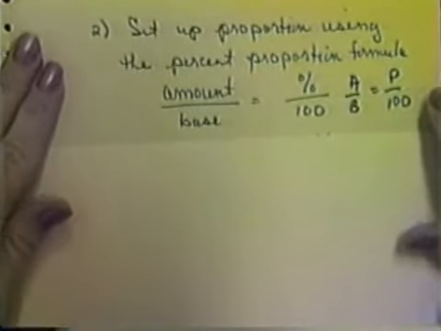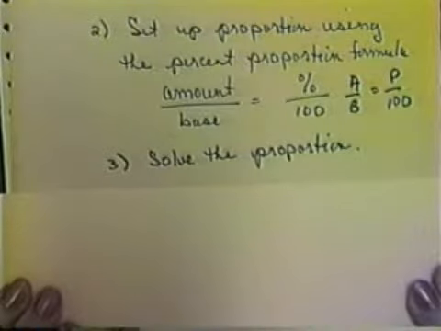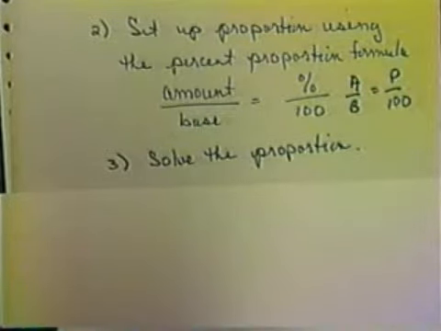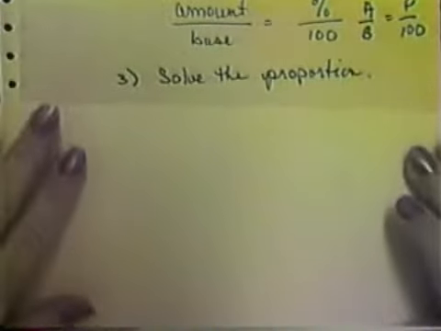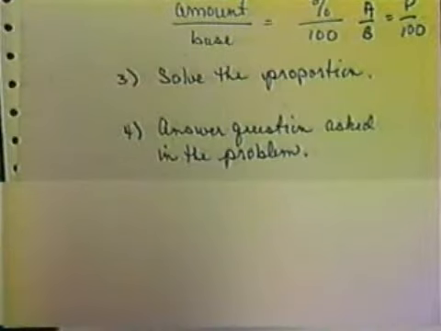Okay, the third thing we're going to have to do, of course, is to solve the proportion. And when we did just number percent problems, we were able to stop here because our unknown was what we were looking for. But in a percent application problem, we need to go one step further and make sure we answer the question they asked for in the problem. We may just have part of the answer when we solve the proportion. We may have to do something with that answer to get a final answer. So we always need to go back and ask, is this what they asked for, and is it reasonable? Does it make sense that this is what the answer is?